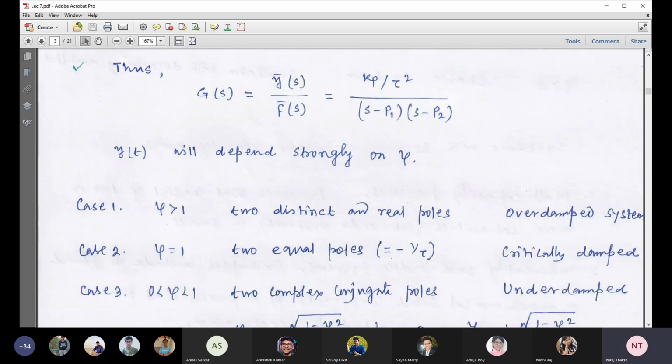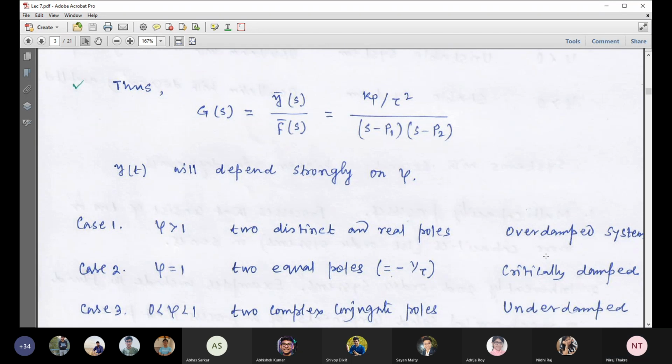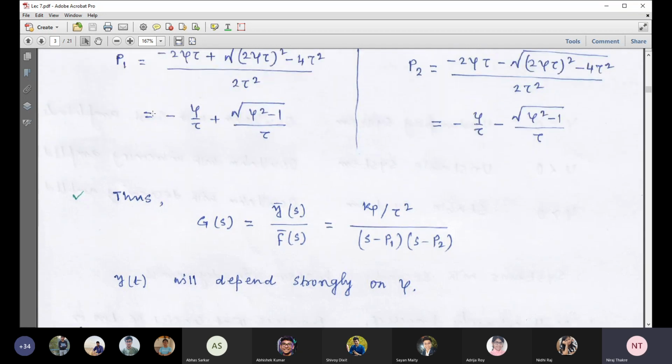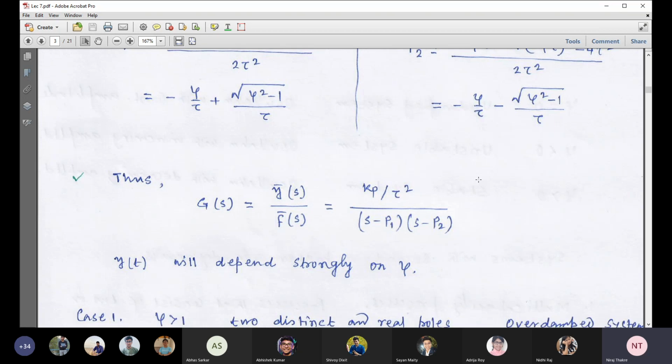Now there are three different cases. In one case, zeta is greater than 1. If you consider zeta greater than 1 in these two poles, P1 and P2, it becomes obvious that we have two distinct real poles.